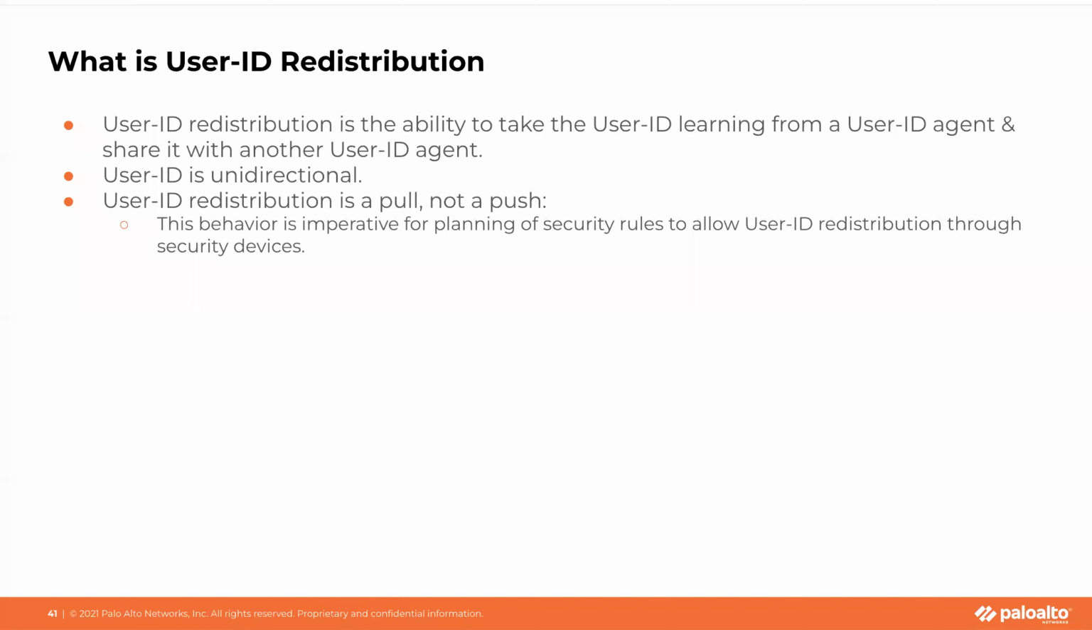User-ID is used in Prisma Access to replicate learned User-ID information within Prisma Access, to or from on-premises devices. So it enables you to share User-ID information in whatever way makes sense for you or your security requirements. And the direction of the User-ID redistribution is very important, in the case of User-ID distribution going through security devices.